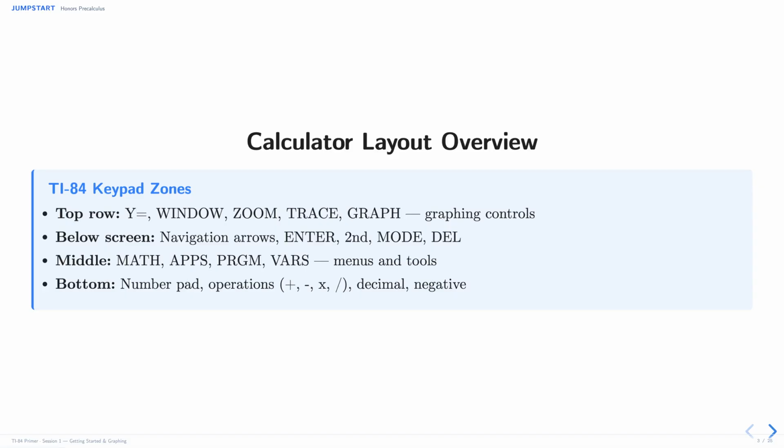Let's take a look at the calculator layout. The top row contains the most important graphing controls: y=, window, zoom, trace, and graph. Below the screen, you'll find navigation arrows, the Enter key, the second key, Mode, and Del. In the middle, there are menus and tools like Math, Apps, PRGM, and VARs. Lastly, the bottom section includes the number pad and operation keys. Hold your calculators and follow along as we identify each zone.